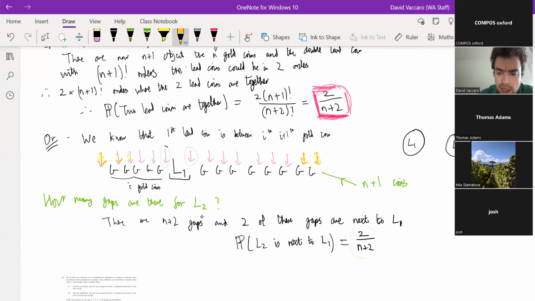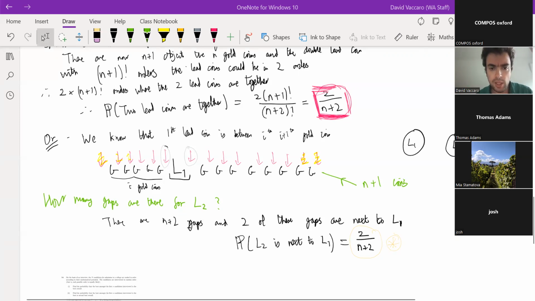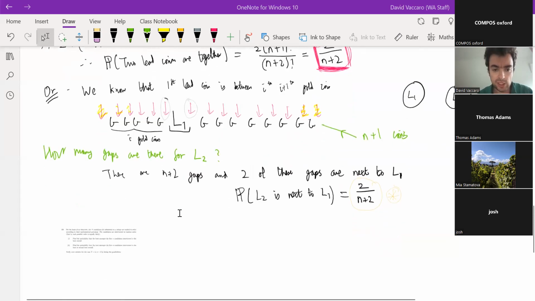That's a little bit of a subtle argument. Can you just put your thumbs up if you understand that second argument, or put any questions into the chat if you don't? Oh, good, there's a thumbs up. Oh, so someone says, surely, what if L1 is at the start? Surely there'd be only one slot next to it.